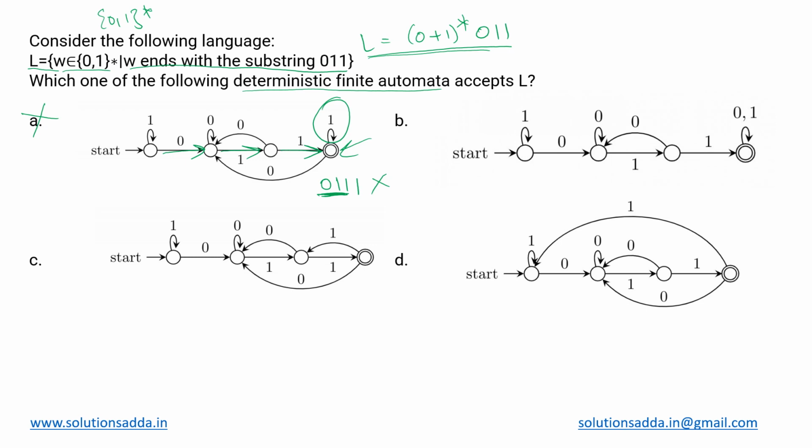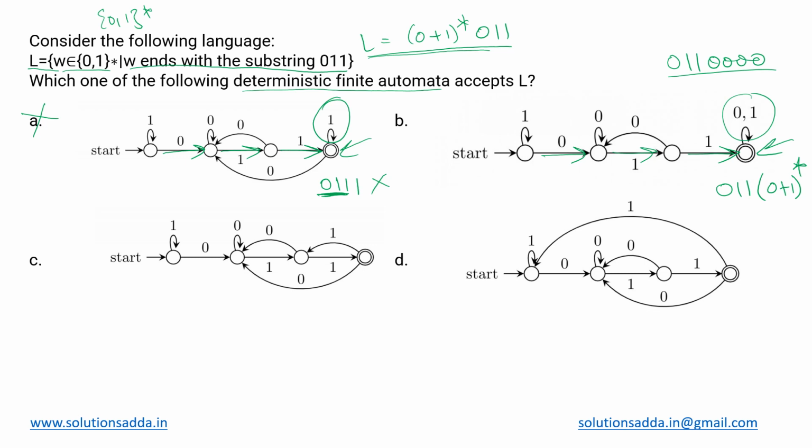Then coming to option B, again we here have 011 as a substring, but are our strings ending with 011? Here again we can see there is a loop in the last state, so it will also accept the strings in which there is the 011, but after that we can have anything. So it is possible because of this loop that we accept a string like 011 followed by any number of zeros. So that is a contradiction, because this particular string does not belong to our language.